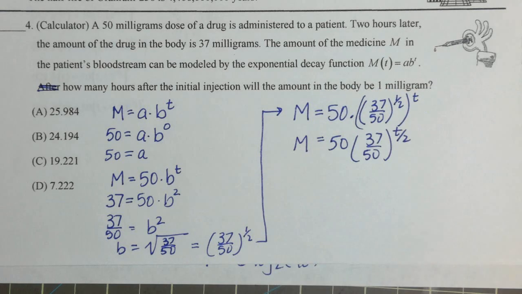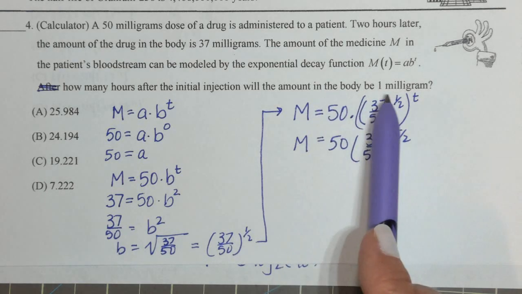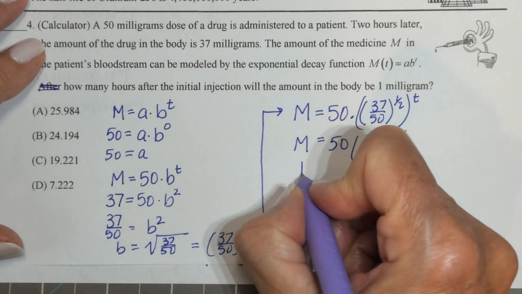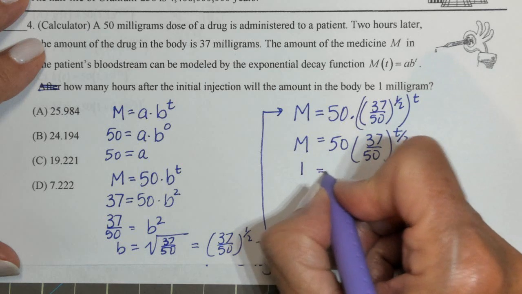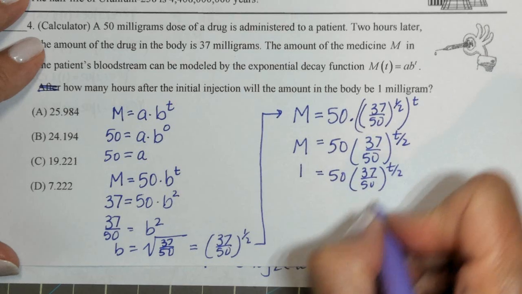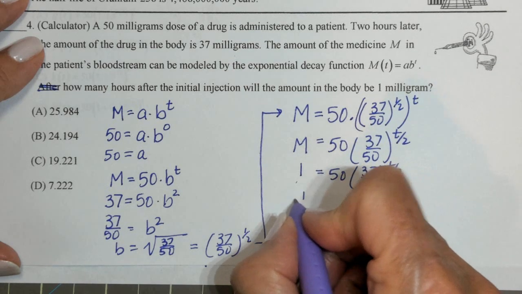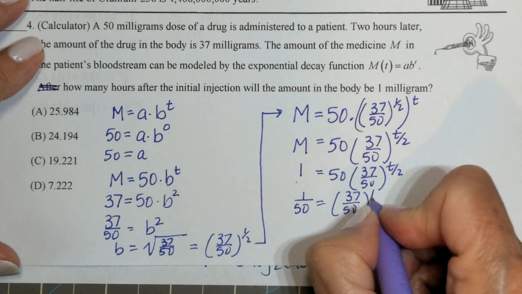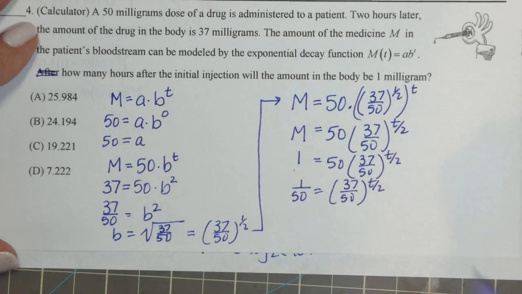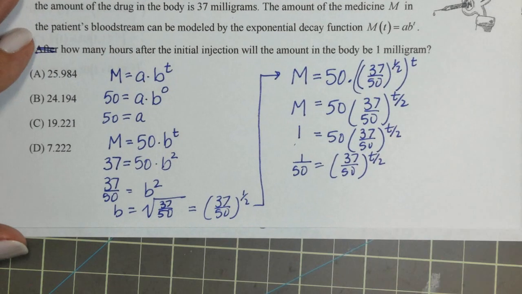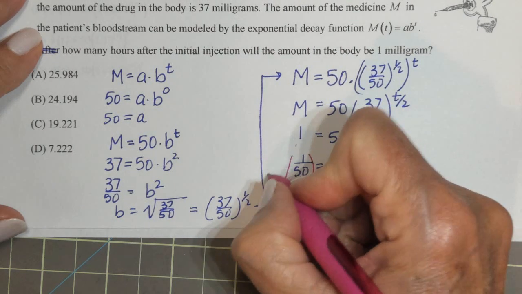Either way. Okay, we want the amount to be down to 1 milligram. We want to know how long will that take. So I'm putting 1 in for M. Divide both sides by 50. t is in the power, so I want to log both sides. This time I'm going to ln both sides.